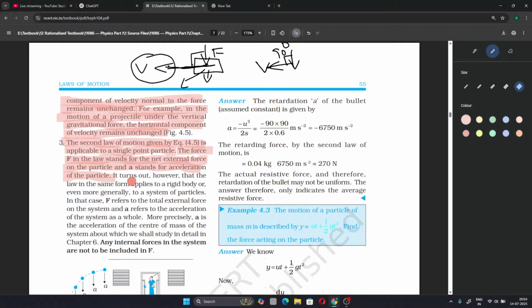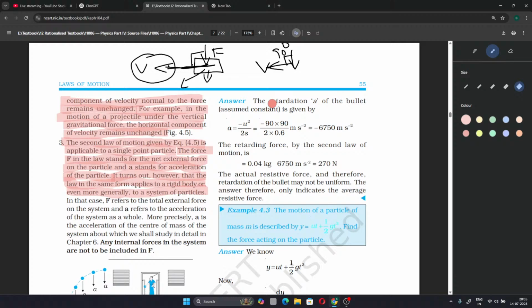It turns out, however, that the law in the same form applies to a rigid body, or even more generally to a system of particles. Basically, this law will apply to a rigid body and even a system of particles. When we are referring to a point particle, F is the total external force acting on that single particle.